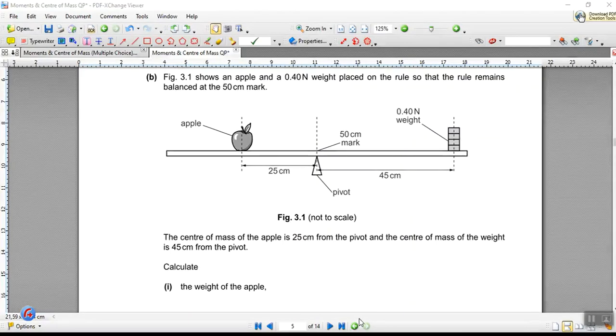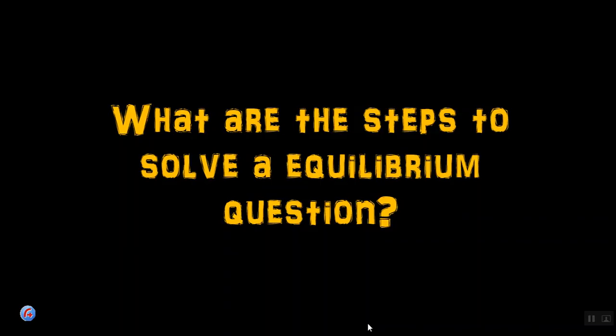So this is a typical question on the law of moments. And the key phrase that we're going to see here is that the ruler remains balanced. And that is the key to tell us that since the ruler is balanced, we're using the law of moments. So to solve these questions, we want to ask ourselves, what are the steps to solve an equilibrium question?